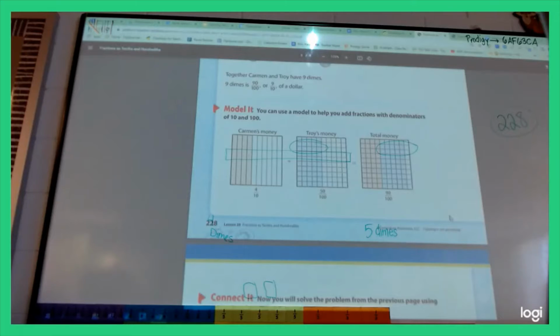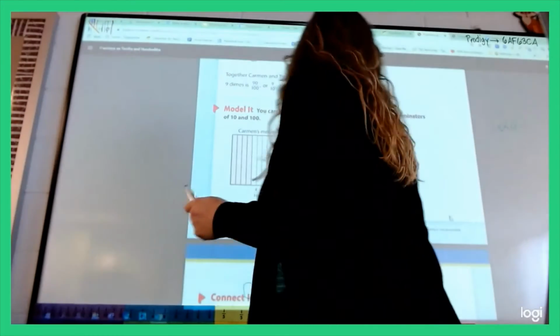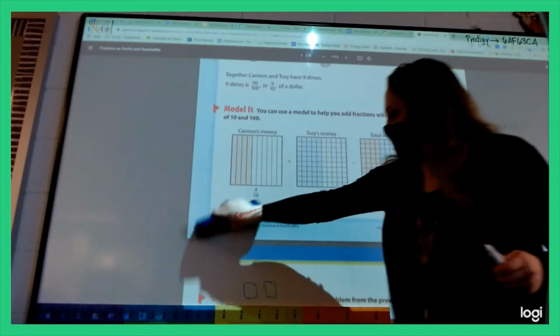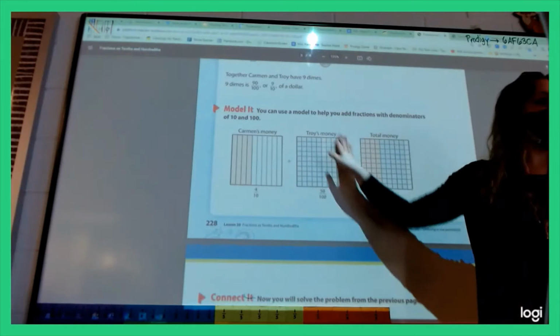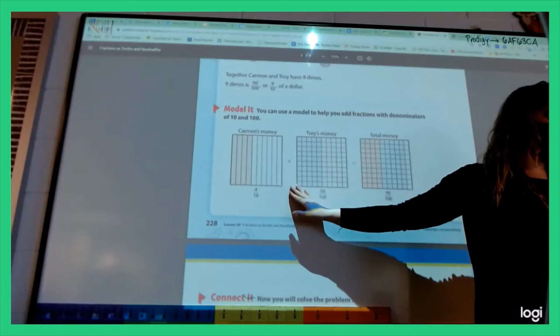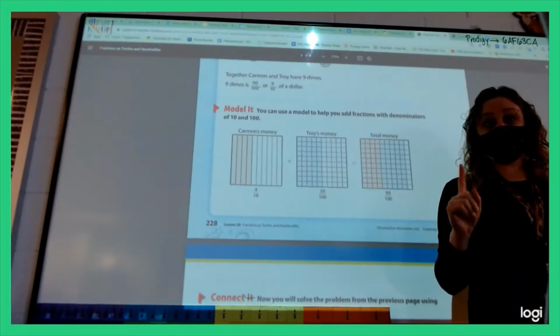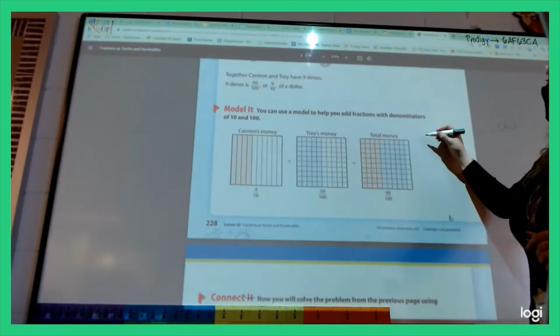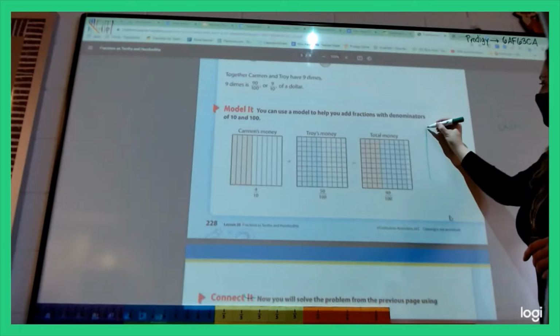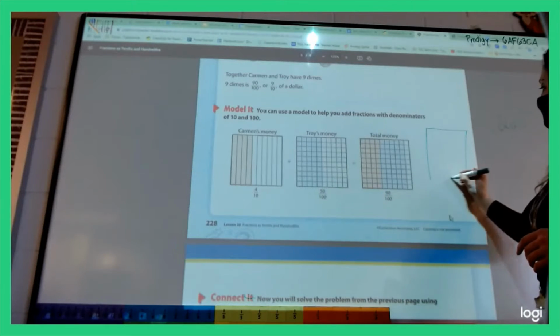All right. You can use a bar model to help you add fractions and denominators of 10 and 100. Now the hard part with this, I will be honest, when I am doing math, I've never had a time where I've wanted to draw this, right? Is that kind of annoying to draw? Yes. Okay, but there is kind of a quick way to do it. So before we even move on, let me show you the quick way. If you need to draw a 100 grid, everyone practice with me in this space.